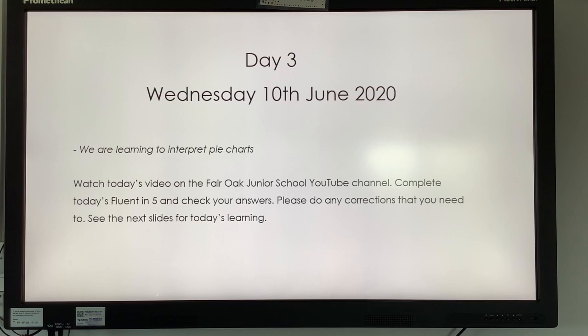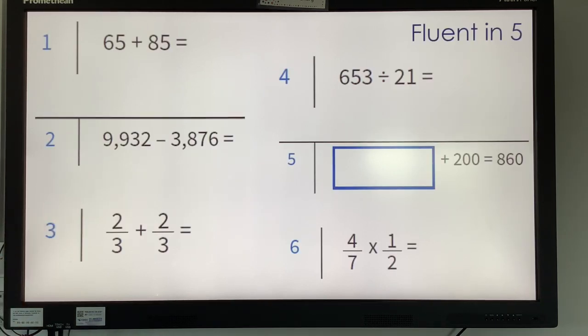So today we're going to move away from just illustrating and labelling circles and we're actually going to look at interpreting pie charts. As always, I'd like to pause the video and have a go at Fluent 5. So hopefully you paused the video and had a go. Let's look at the answers.